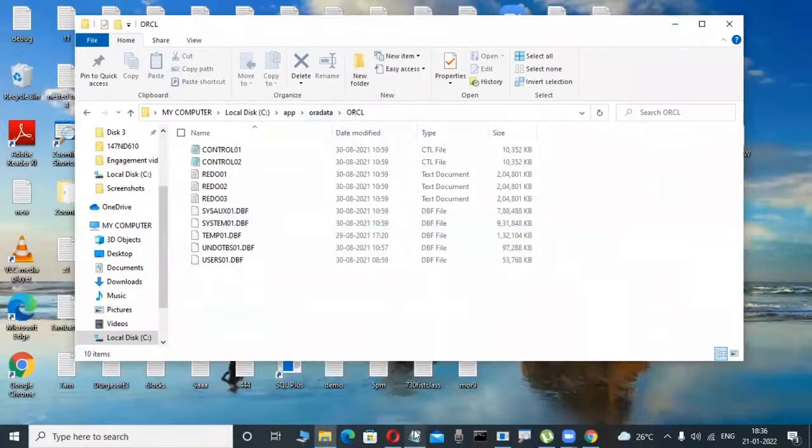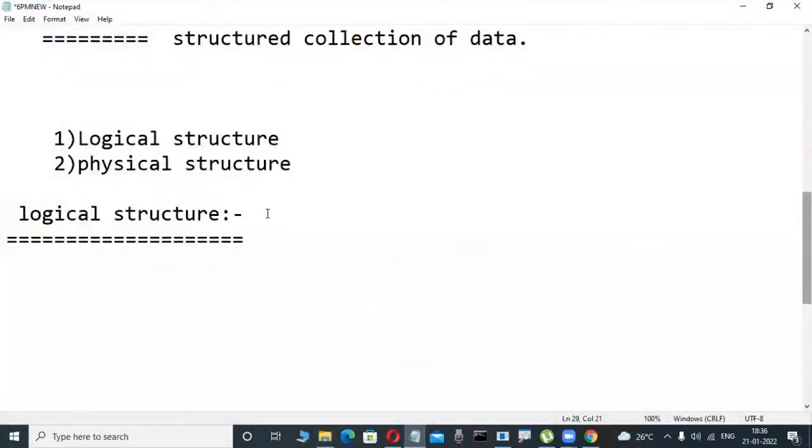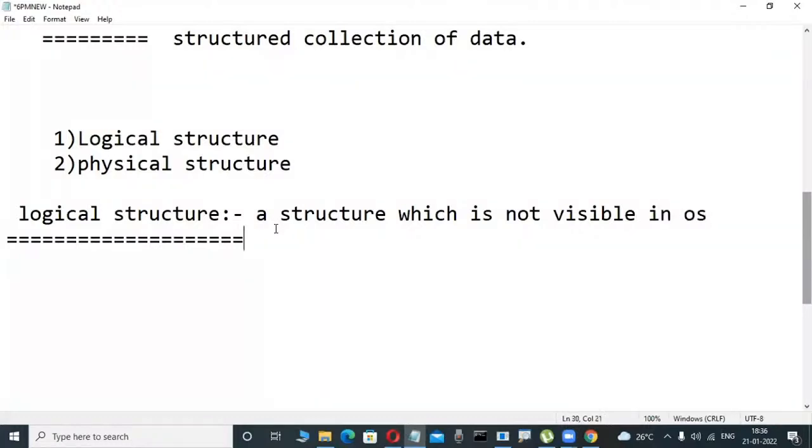That's why, what is a logical structure? Don't write it. A structure, and here structure means database structure, don't worry. A structure which is not visible in the operating system, in OS, is called a logical structure, logical structure of the database.